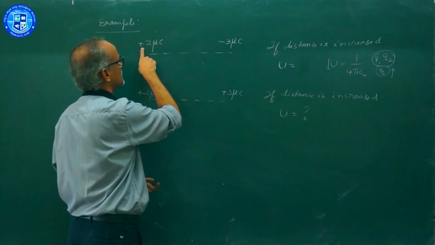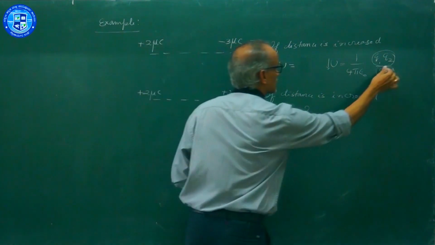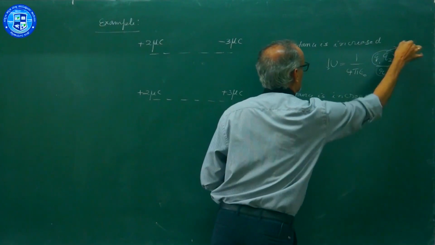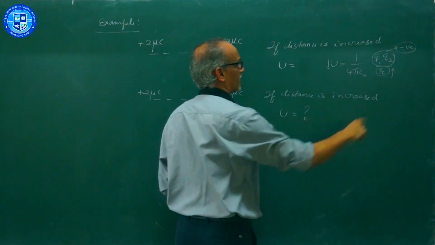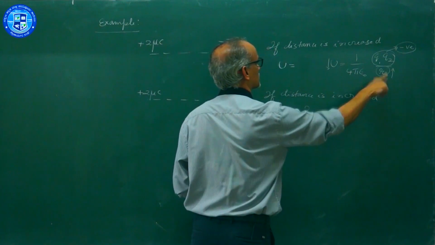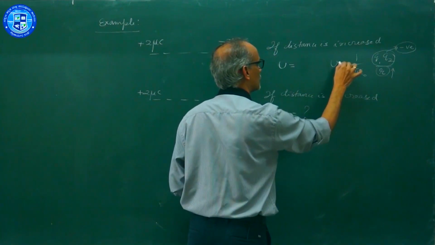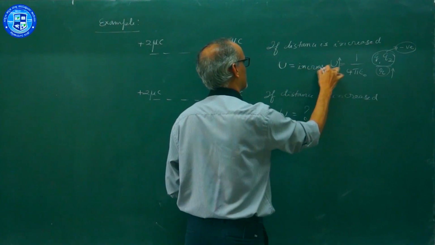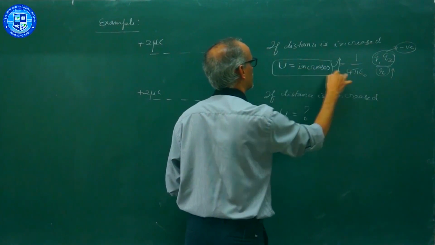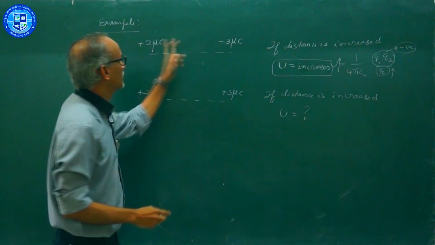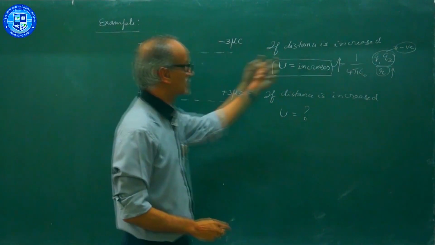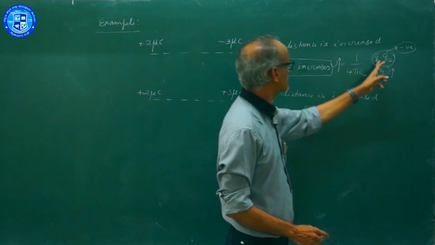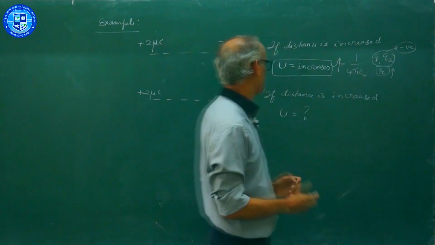But that is not the right answer, because we have to consider even the charges as well. So one is positive, other is negative. So therefore this product is negative. And because of this negative sign, as R is increased, U also increases. So the answer to this question is increases, and it will not decrease. That is because of the sign of the charges. So as R is increased, U also increases because this product is negative.